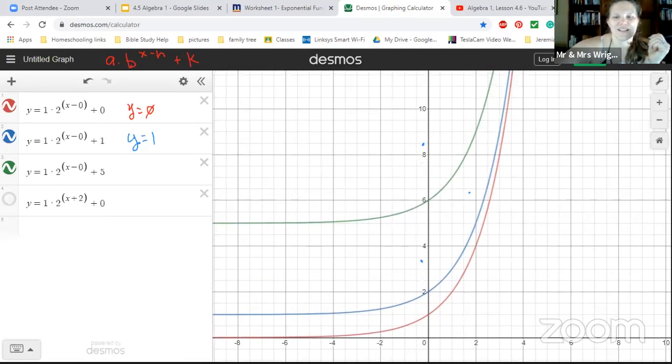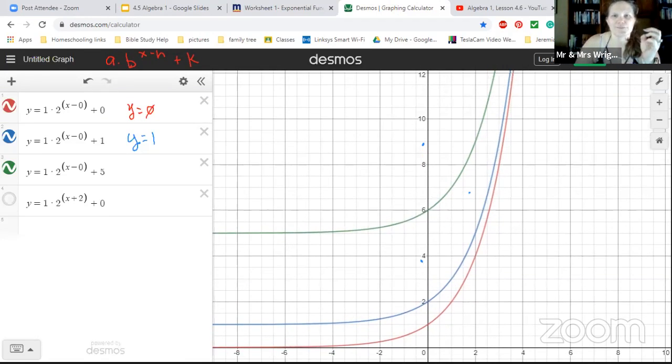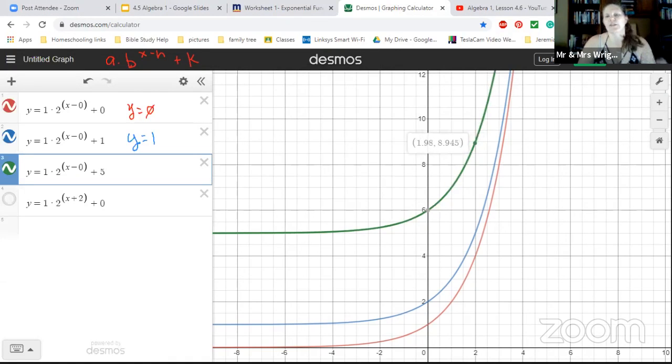So let's look at where our green graph is. Erase these dots I put on here. If we look at where the green graph is at the 2 location, where does it cross? It crosses right at 2, 9, just like we had anticipated. So you can see that everything just moves up. The asymptote, every single point, everything is going to move up.